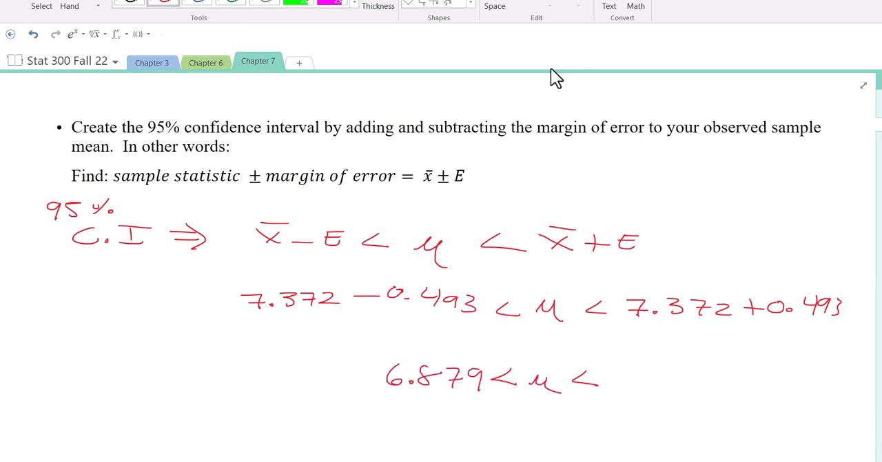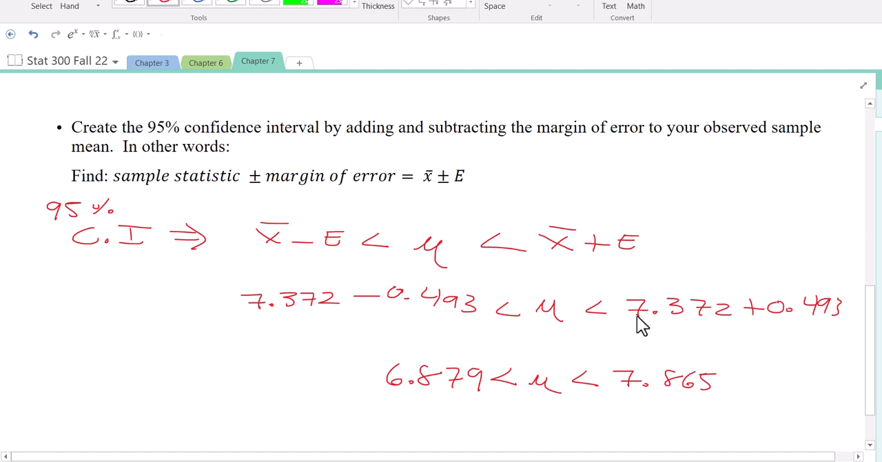So for the lower limit, I get 6.879, and for the upper limit, I get 7.865. So this is our sample mean plus the standard error, or sample mean minus the standard error. So this gives us an approximation for where the population parameter is. Remember, the population parameter was the average number of hours slept by ARC students the previous night. So notice that this entire interval is less than 8. So the upper limit is less than 8 hours. 8 hours is the recommended amount.